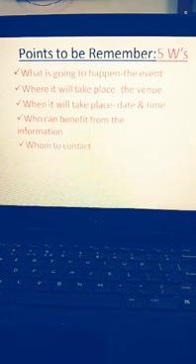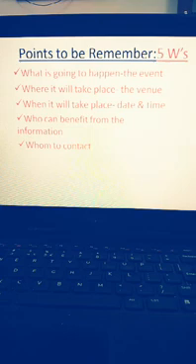It means we are talking about how to write the body of the notice, as I earlier explained, that we're going to discuss in detail. Now 5 W's need to be followed. For example, what is going to happen? It means you need to tell the event of it.